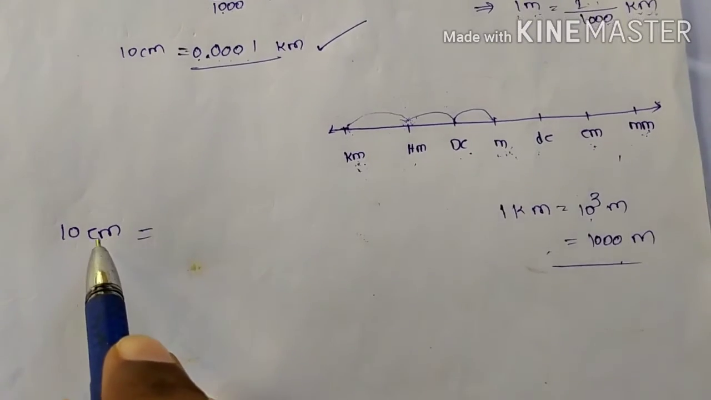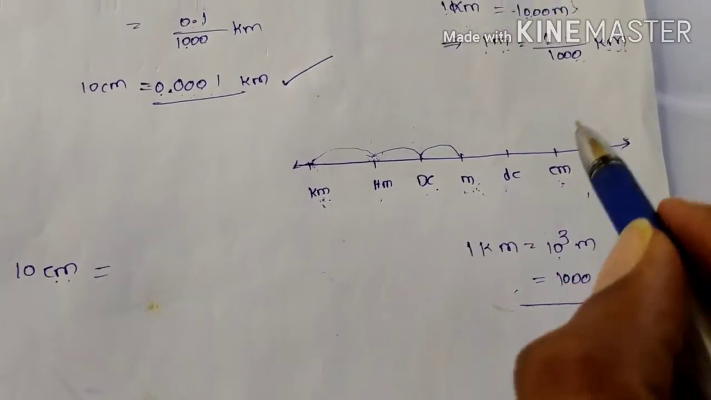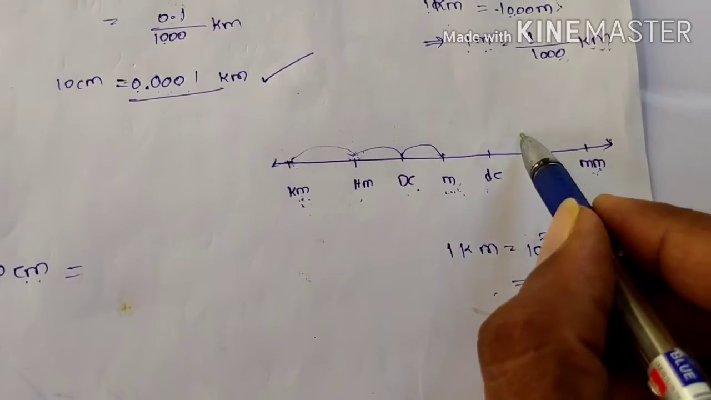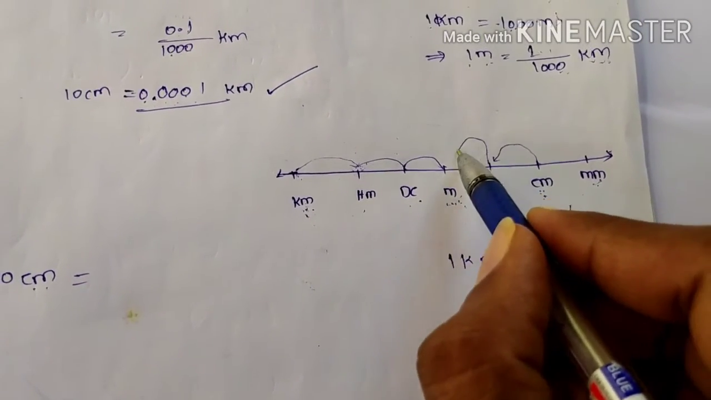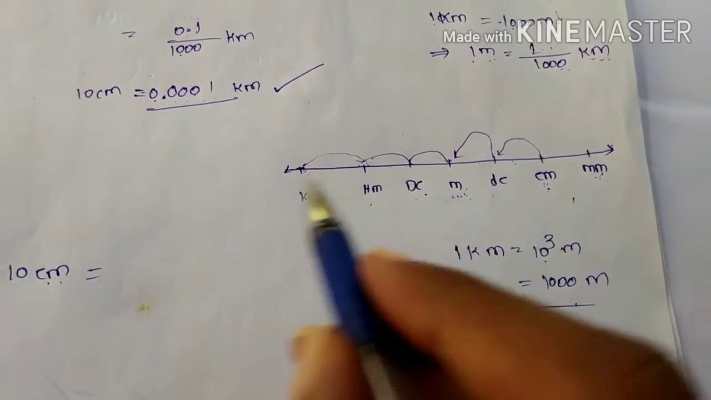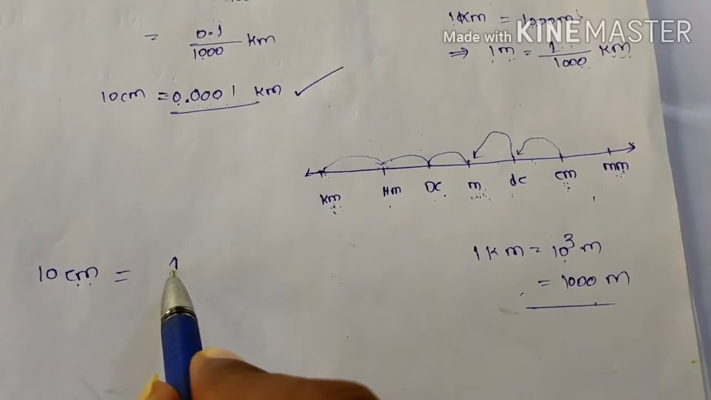Conversion of centimeters into meters. This is one movement, this is another movement. That means you have moved two steps. That means here 10 power 2. You have to divide with 10 power 2.